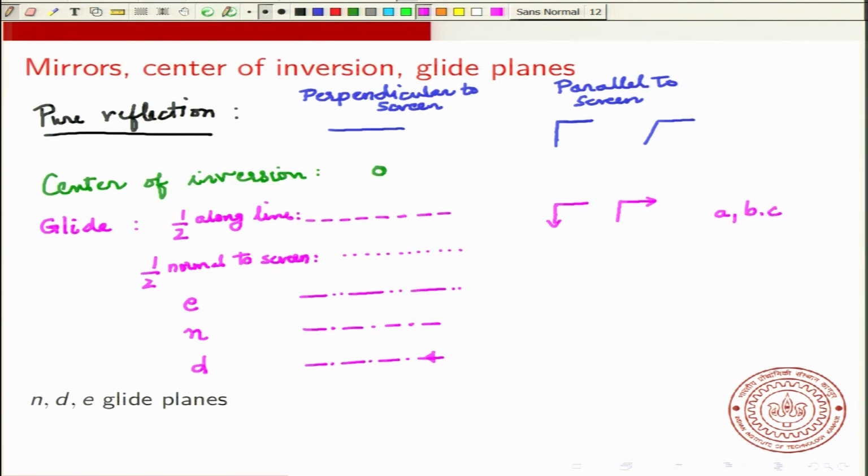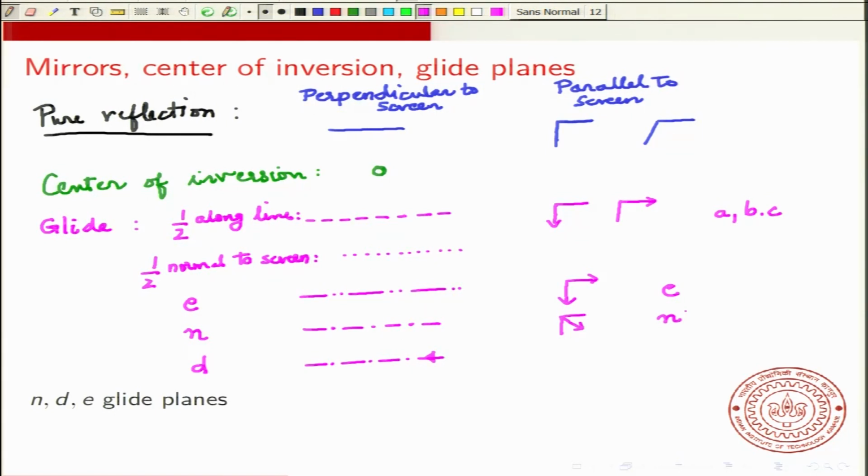Then you could have a double glide plane, which would look like this. An E glide would have two arrows, that is an E when it is parallel to the screen. You could have a diagonal glide that would look like this, along some diagonal. So that is an N glide.